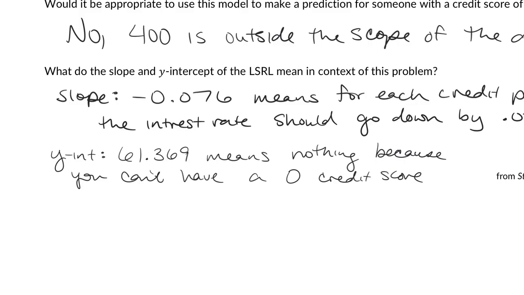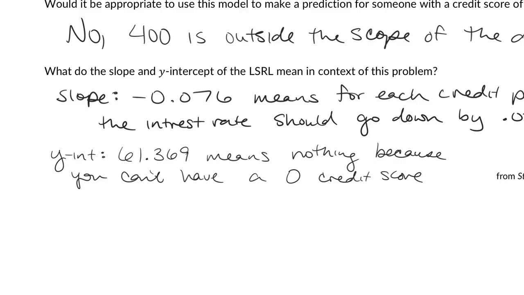Never say never. Okay, look, I knew somebody was going to do it. Credit score of 0 is impossible. Lowest you can get is 300. So this y-intercept, it is a y-intercept, but it means nothing in context of the problem. So we need to make sure while we're doing these problems, we're thinking about what they're representing because it matters.